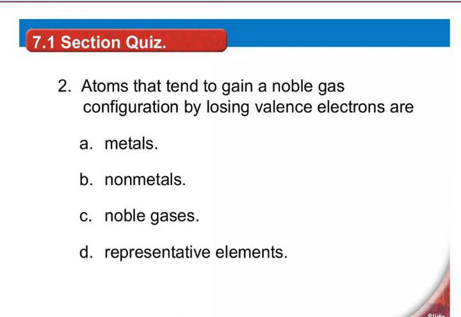An atom that tends to gain a noble gas configuration by losing valence electrons is: metals, nonmetals, noble gases, or representative elements. And the correct answer for this one, if they're going to lose valence electrons, that means they're going to gain a positive charge. And that means metals are the ones that gain a positive charge. So that's going to be the right answer there. Okay, pause, and next question.